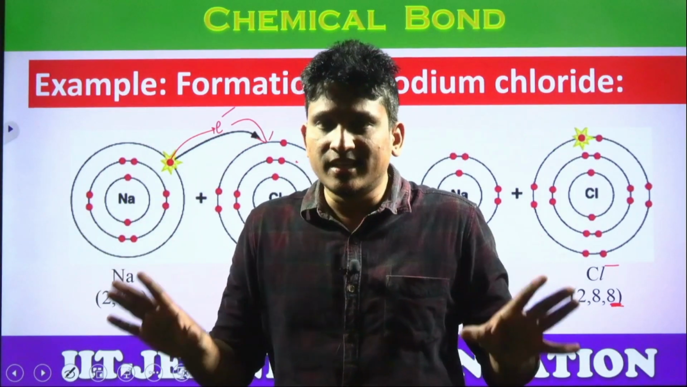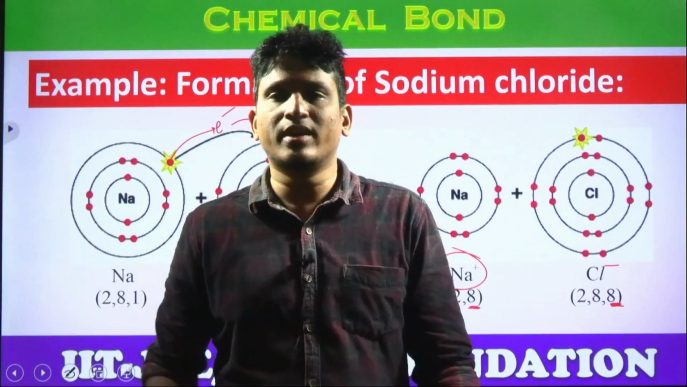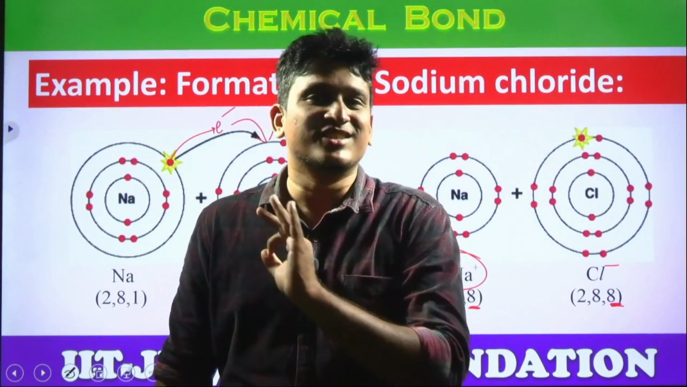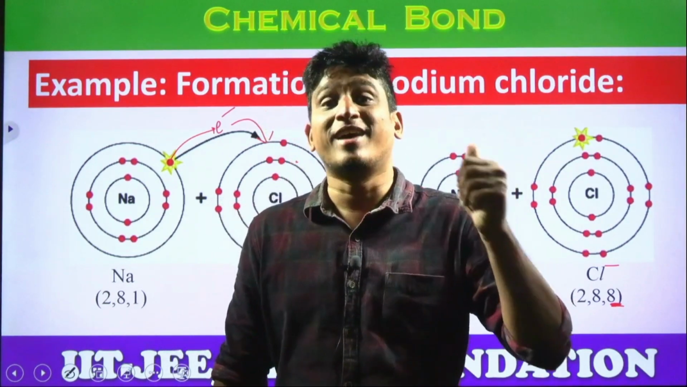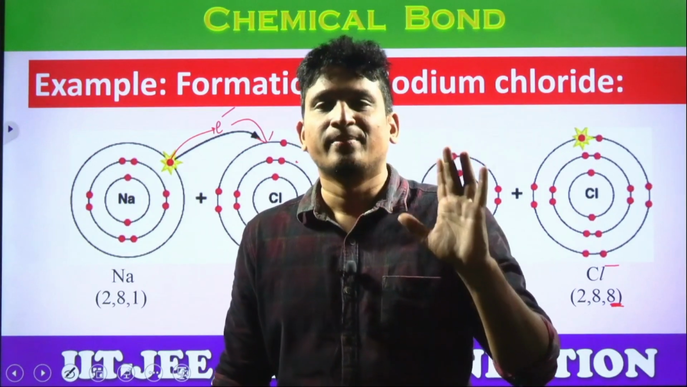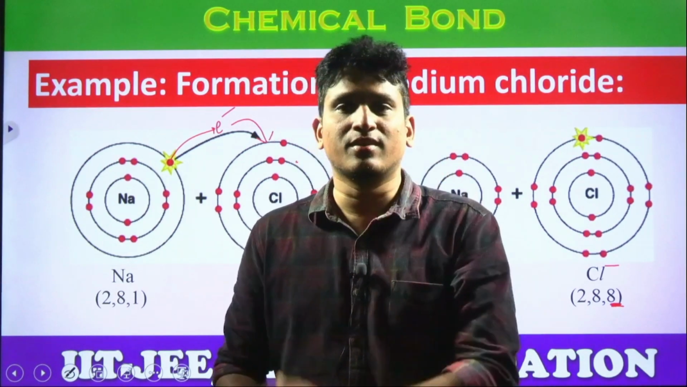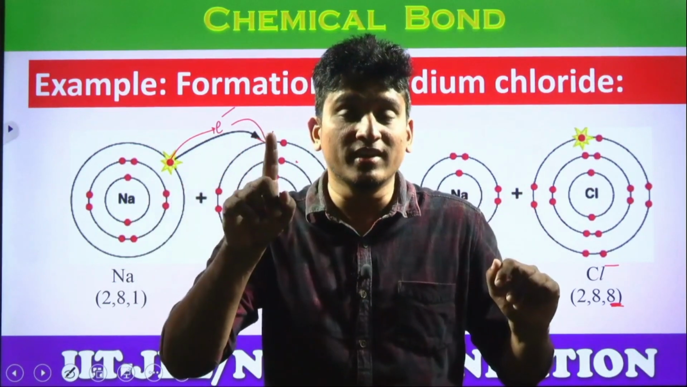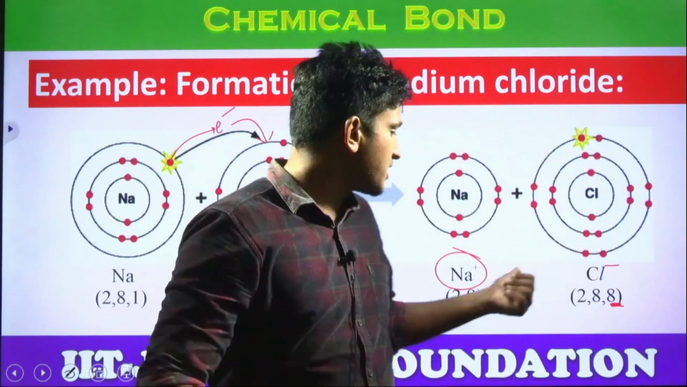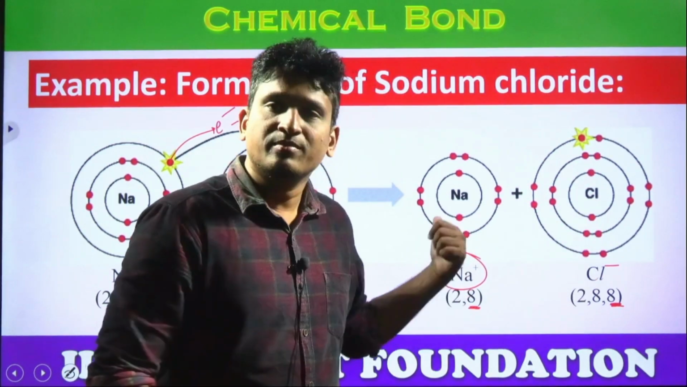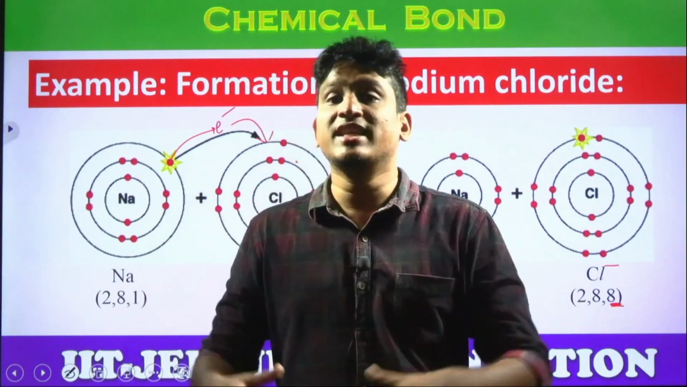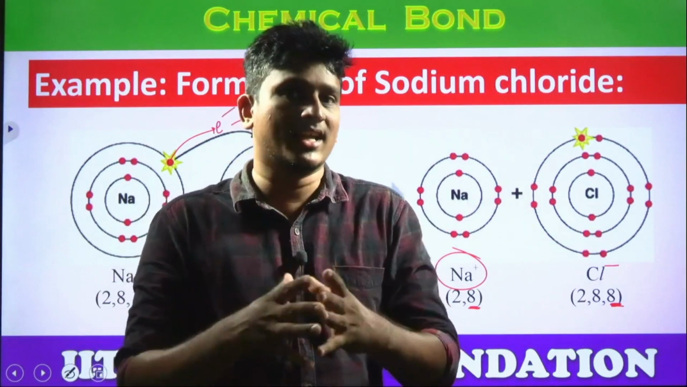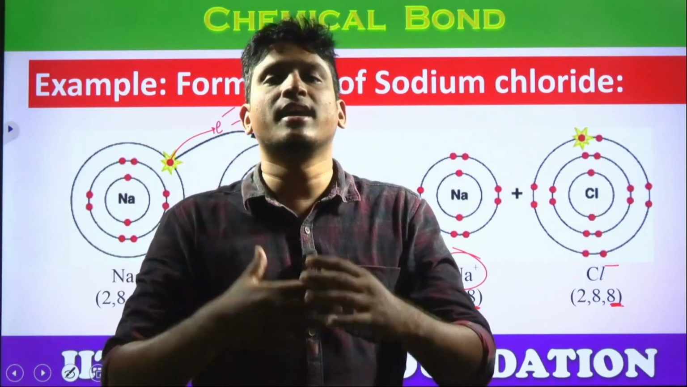So do they exist independently in nature, sodium ion and chloride ion? The answer is absolutely no. Are they completely unreactive now? The answer is no. Still they are reactive. Why? Because, students, they are stable according to the configuration, but they are not neutral. What is the point? They are not neutral. Why? They have a charge, a positive charge and a negative charge. So these charges are the reason why these ions react again and form a neutralized compound.